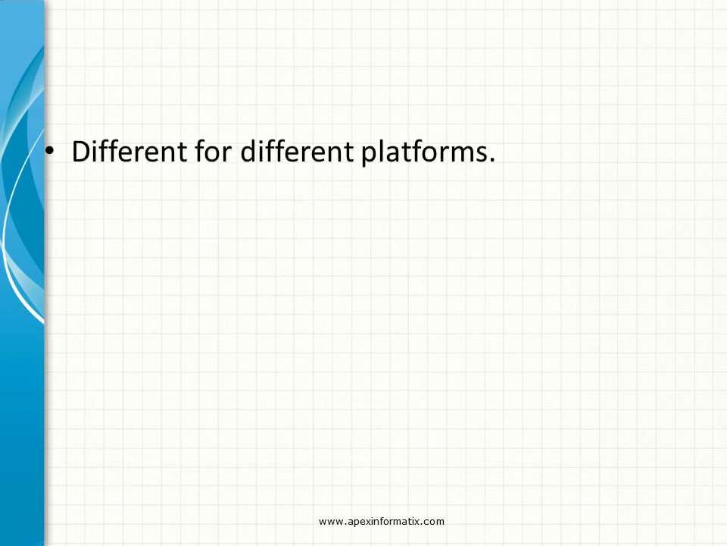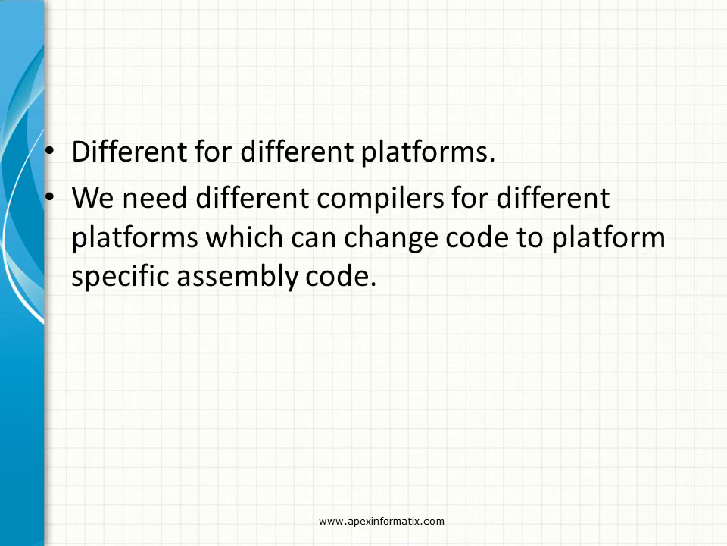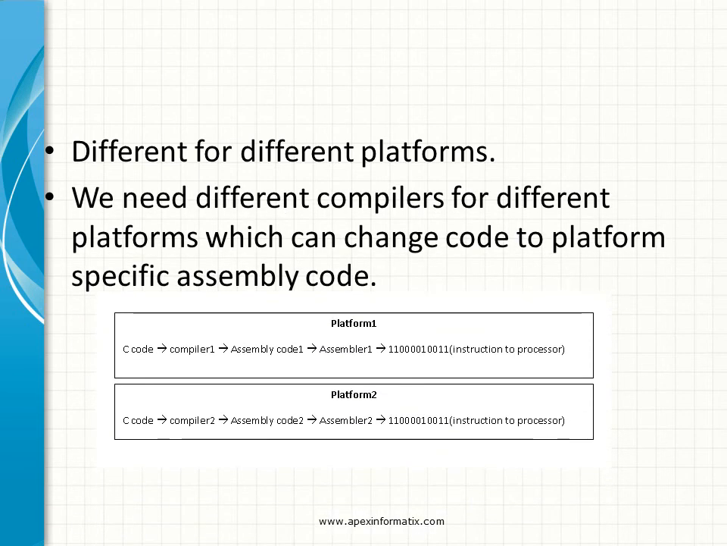But platform dependency was not removed even with the C language. Although it was advanced and provided many easy functionalities to the programmers, still platform dependency was there. Now, why was C language platform dependent? Look at this picture and you will get to know.